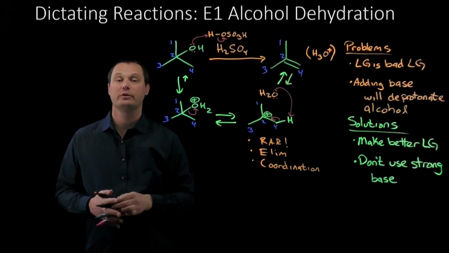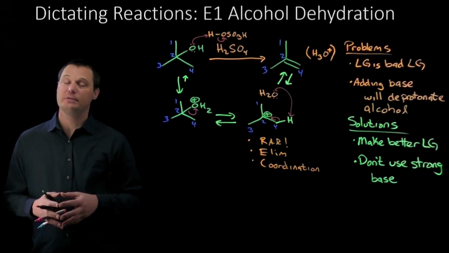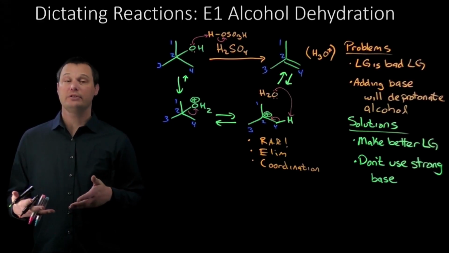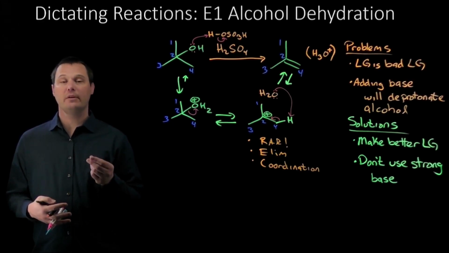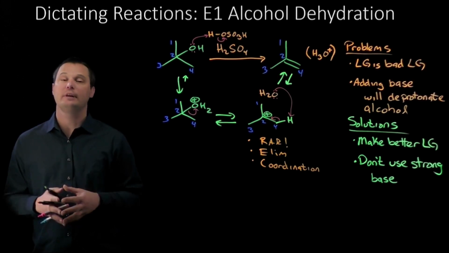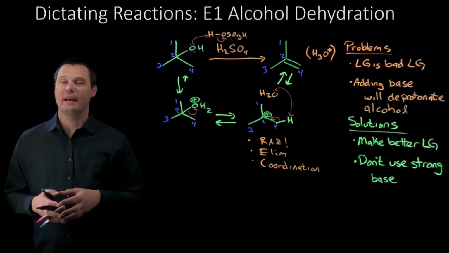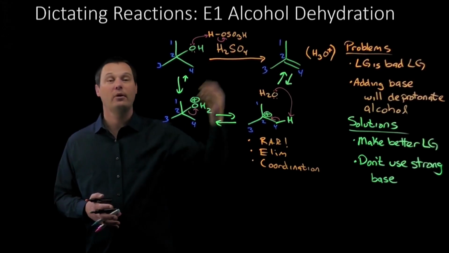Yes, this is very much reversible. This last step of our mechanism follows Zaitsev's rule. Recall from substitution and elimination land that Zaitsev's rule says that when we form an alkene, we'll form the most stable, most substituted alkene possible. And this reaction adheres to that convention. This is the mechanism for the E1 alcohol dehydration.